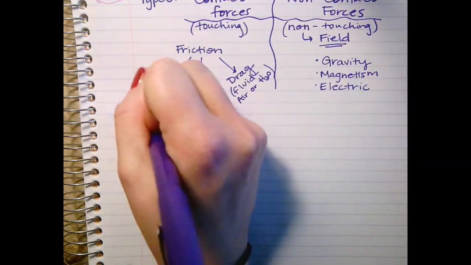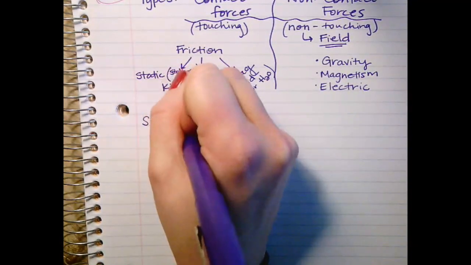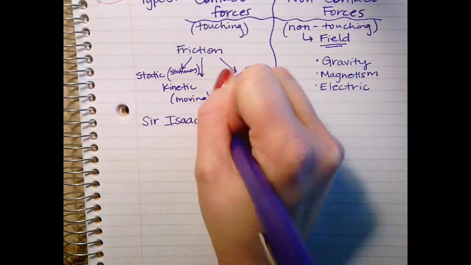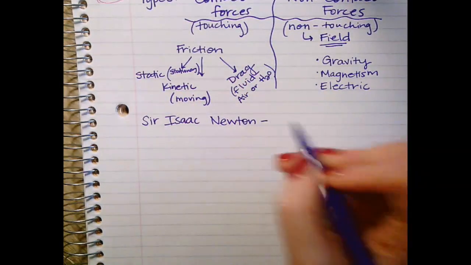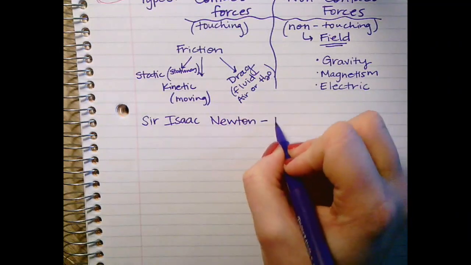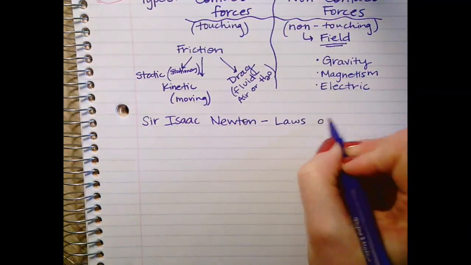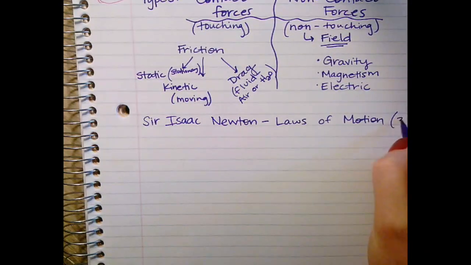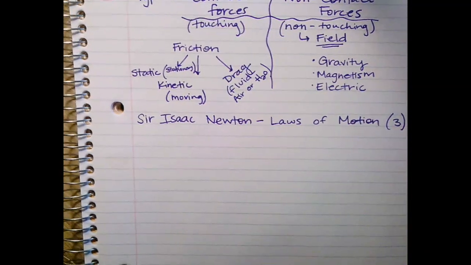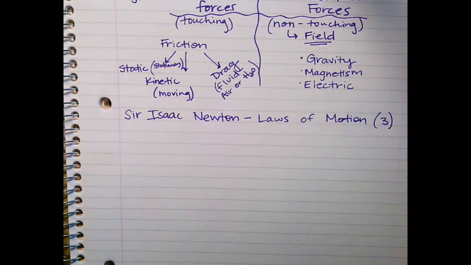So Sir Isaac Newton was a British scientist, and he came up with the laws of motion. Okay, and there are 3 of them. So some of you from class, since these are review notes, you might remember the 3 laws, and I gave you little tips and tricks to remember them.